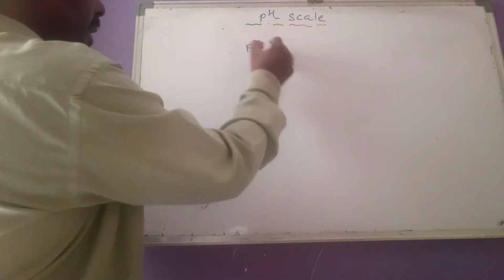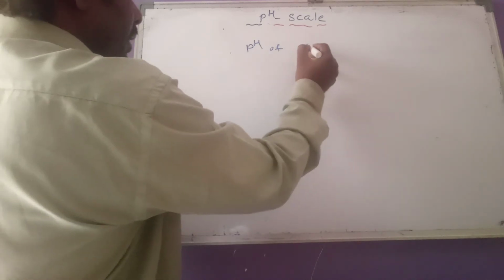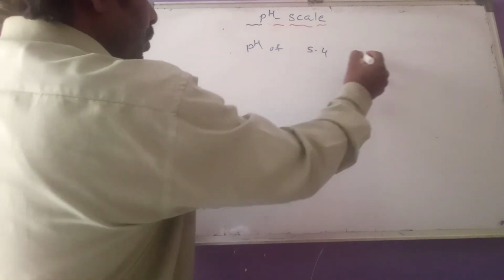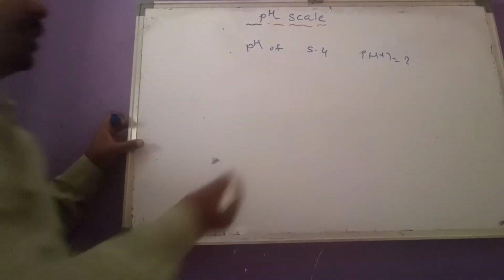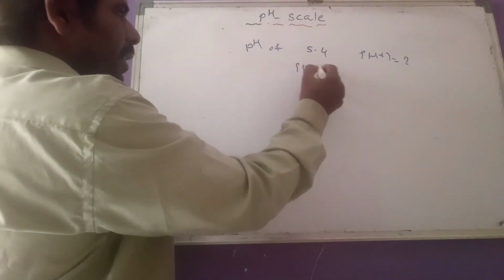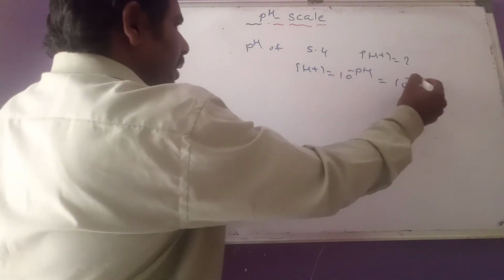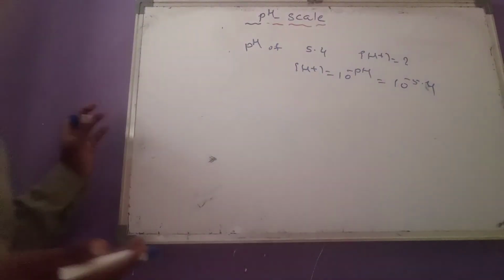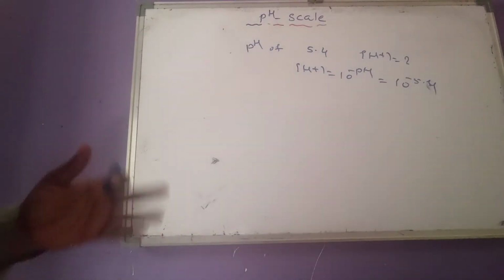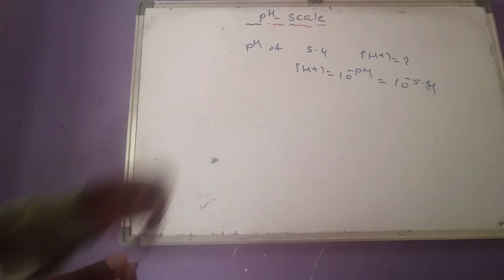Let us see here. For example, the pH of an acid solution is 5.4. What is its H plus ion concentration? Generally, to get H plus ion concentration, the formula is 10 power minus pH. That means 10 power minus 5.4. So how to solve that, we don't know. I will give one easy technique for that.